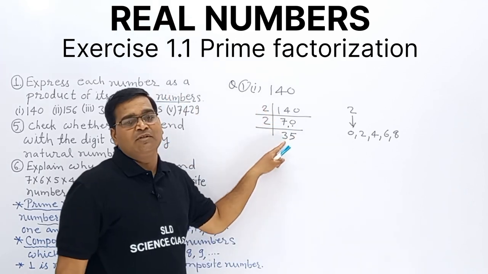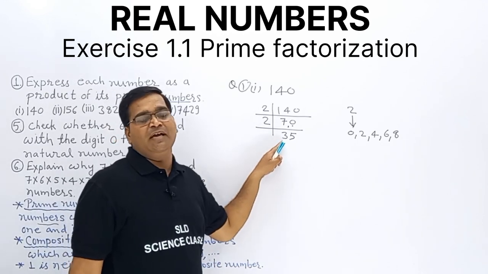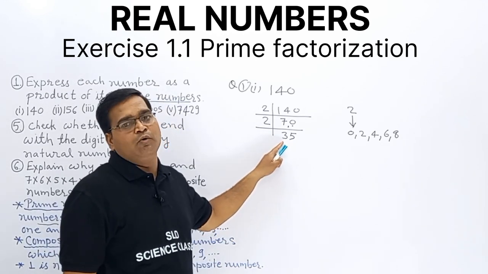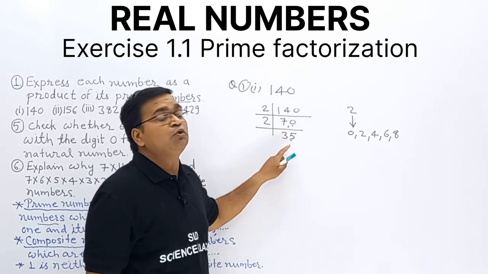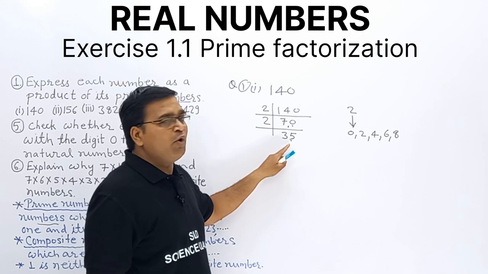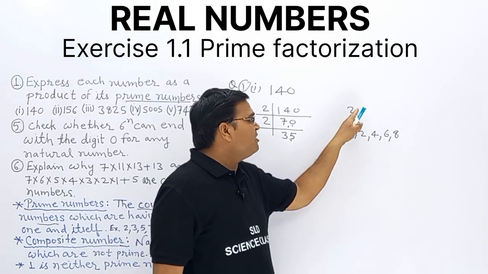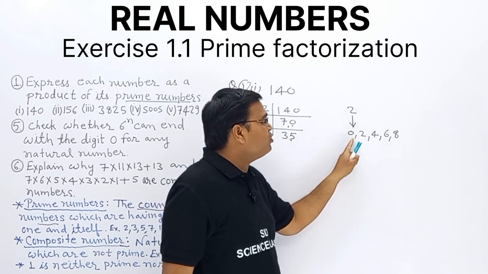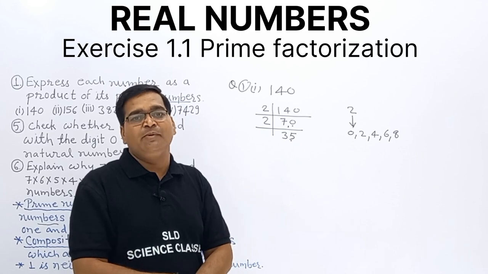Now we have the number 35. So can we divide this number by 2? No. Why? This number has 5 on the unit place, and 5 is not among these numbers. For divisibility by 2, the unit place must have 0, 2, 4, 6, 8. Now the next prime number will be used.